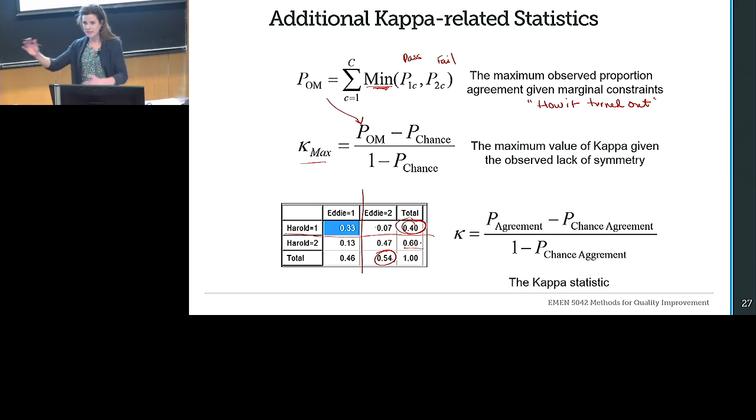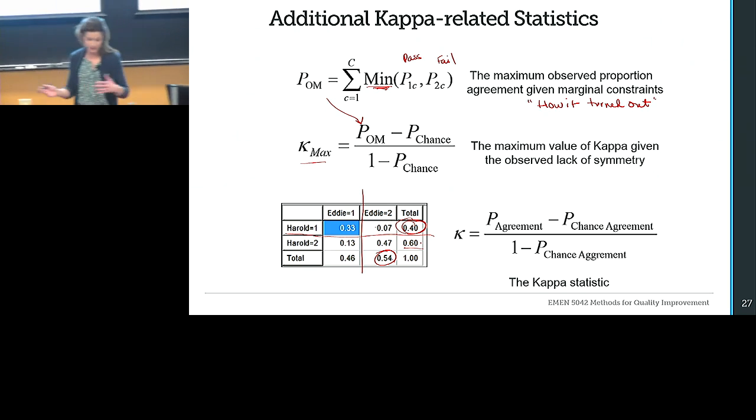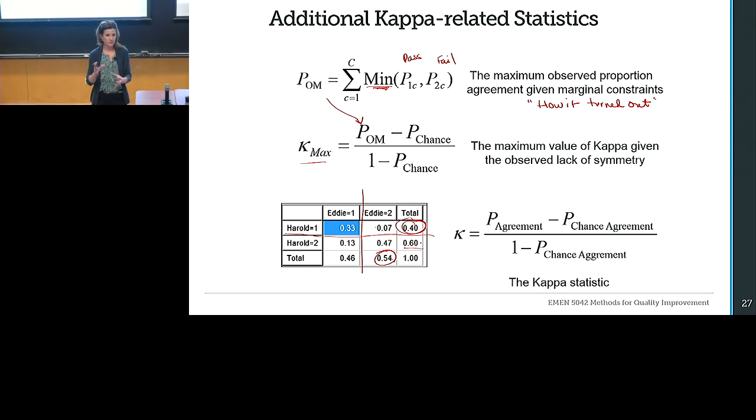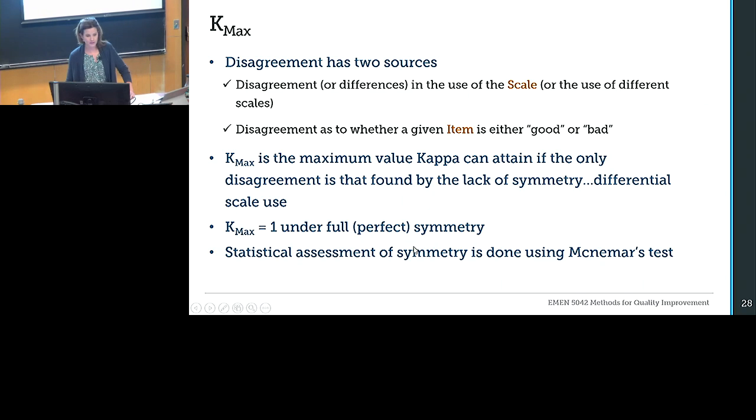Okay, so they put them in these different categories. Sometimes they said this is bad, this is good, this is bad, this is good. There are some constraints based on how they judged things and how it turned out. So we use that to our advantage, because when we're disagreeing about something, there are two sources of disagreement. One has to do with differences in how the scale is being used, or they're using different scales. That's a possibility. It's usually a difference in the use of the scale. And there's disagreement as to whether a given item is either good or bad.